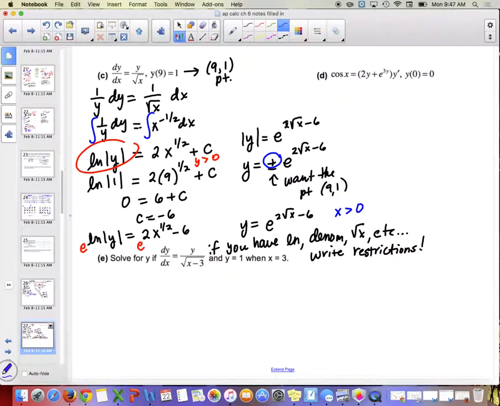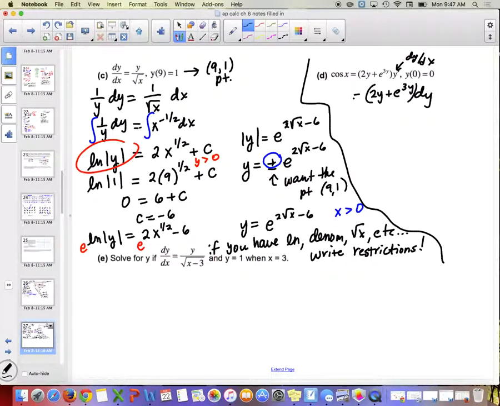All right, so next one, so D. So again, we're going to try to separate our variables. Running out of room. So this is the dy over dx, right? It's on the right-hand side now. So I'm going to have 2y plus e to the 3y dy equals cosine of x dx. Okay, so remember, you have to show that step where you separate the variables. And then we integrate.